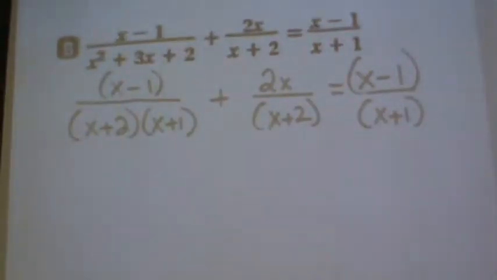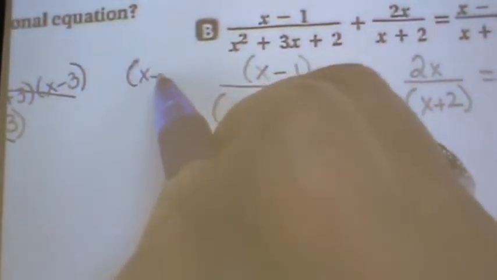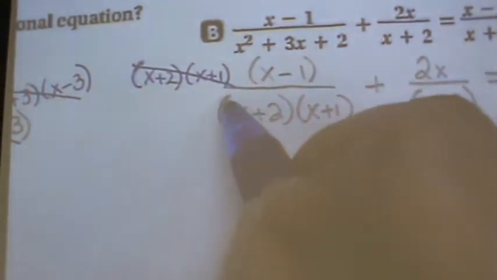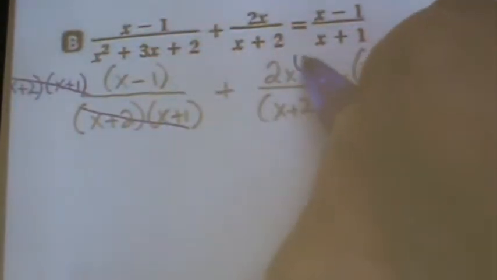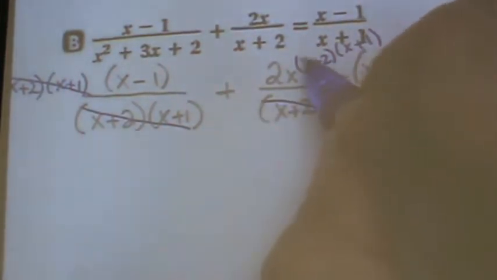Okay. What's our common denominator? X plus 2, x plus 1. So what you're gonna do, you're gonna put x plus 2, x plus 1 by each one of these, because these are gonna cancel. And you're gonna do x plus 2, x plus 1. Here, those are gonna cancel.